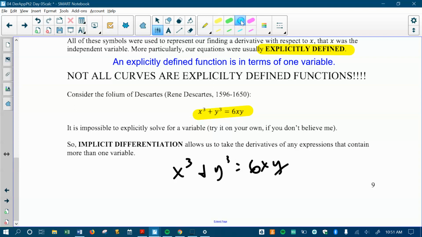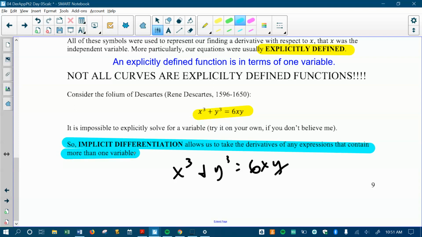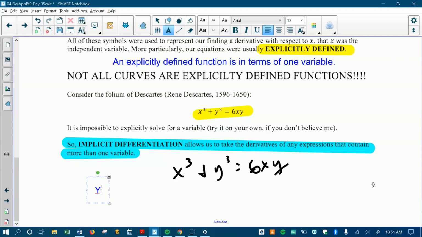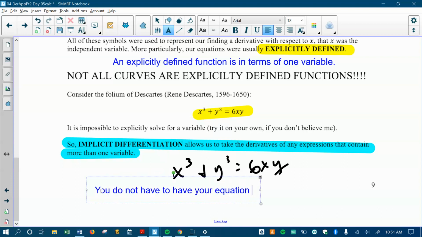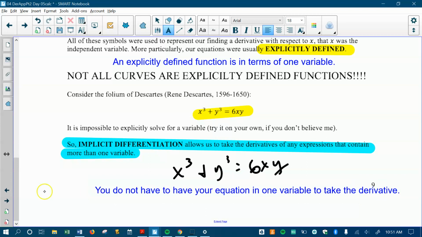So first of all, make sure you know implicit differentiation allows us to take the derivative of any expressions that contain more than one variable. In other words, you do not have to have your equation in one variable. So let's just write that down. You do not have to have one variable to take the derivative. Very, very important.